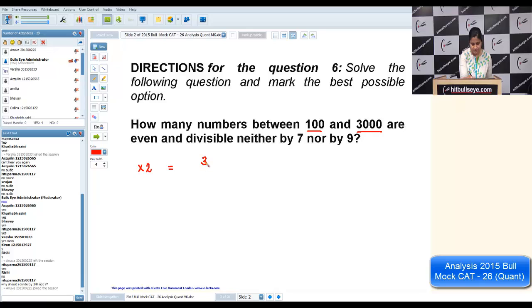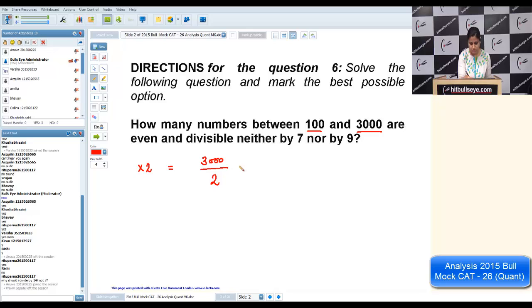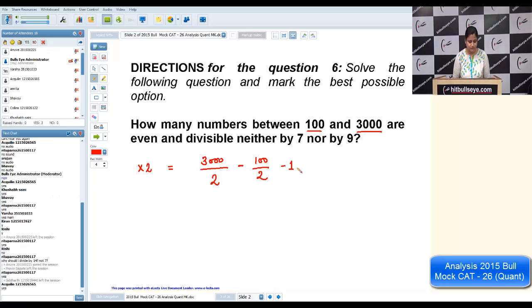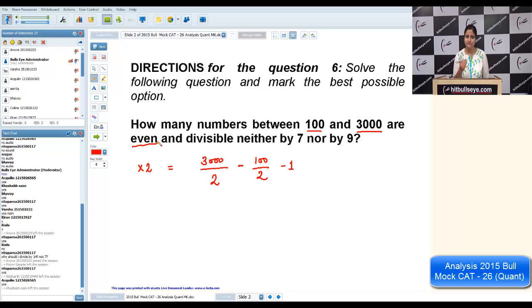They are 3000 divided by 2 minus 100 divided by 2 as well as minus 1. Is it okay? Yes, Rituparna? Your doubt: why should I divide by 14, not by 7? Because the numbers should be even as well. So you are looking only for even multiples of 7. It means you are looking for multiples of 14. That's why we are taking this.